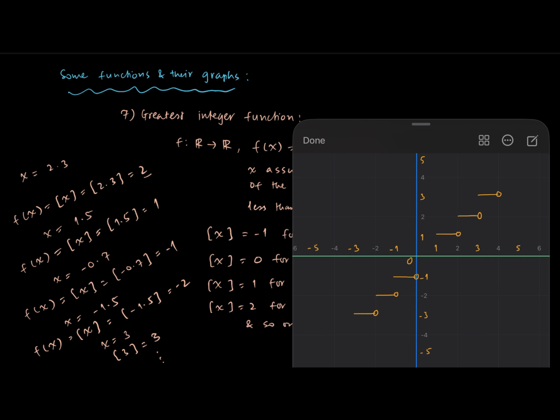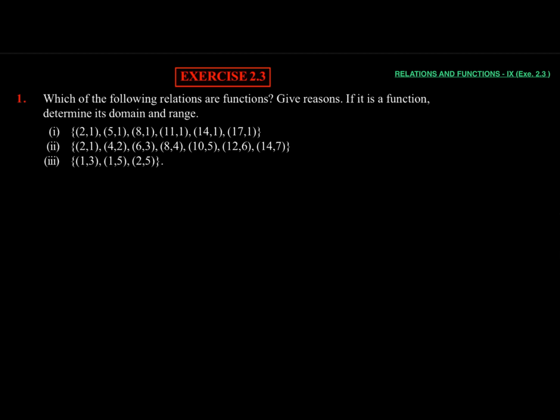This graph looks somewhat like the steps of a staircase. The reason why this function is also known as the step function or the floor function. Now let us move back towards our question.